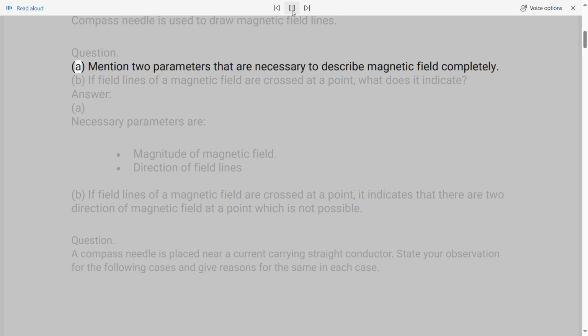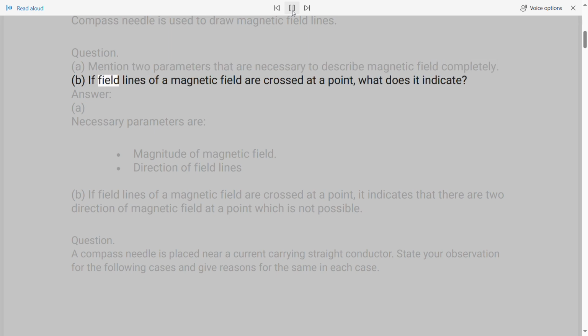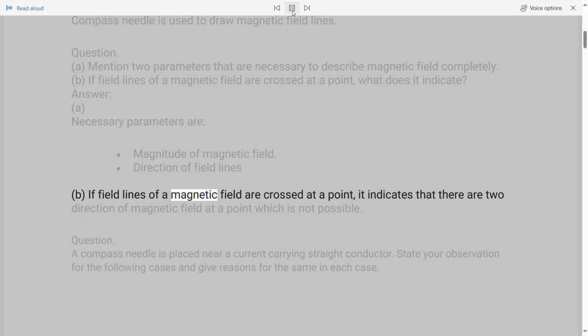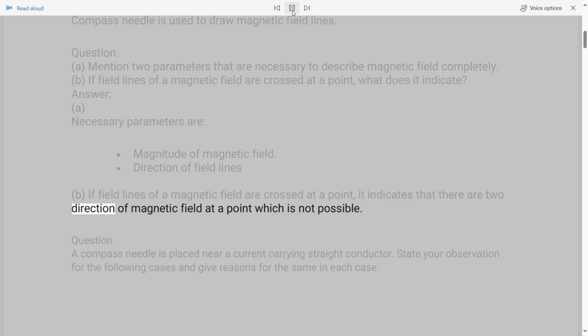Question. A. Mention two parameters that are necessary to describe magnetic field completely. B. If field lines of a magnetic field are crossed at a point, what does it indicate? Answer. A. Necessary parameters are magnitude of magnetic field and direction of field lines. B. If field lines of a magnetic field are crossed at a point, it indicates that there are two directions of magnetic field at a point which is not possible.